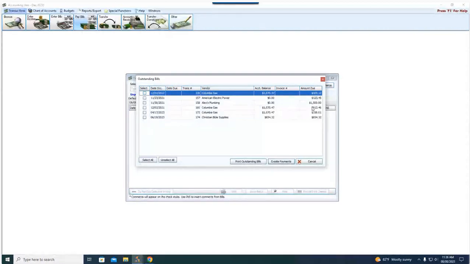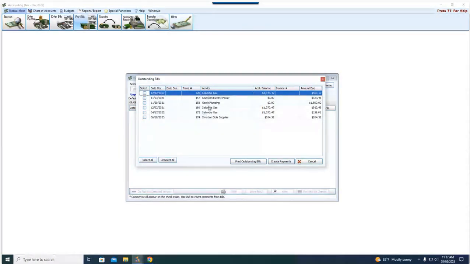First of all, on the far right, the column called amount due. The amount that appears in that field is always the amount of the particular bill or line item that you're looking at. So I can say with complete certainty that on June 19th of 2023, on the left, I had posted a bill for Christian Bible supplies in the amount of $654.32.